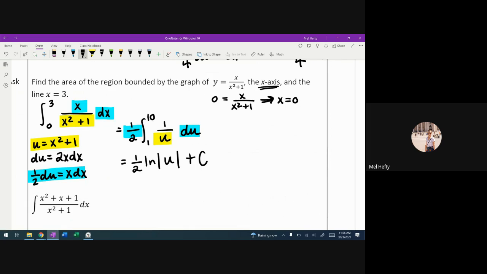Can I leave my answer like this? I got to plug in x squared plus 1. Anyone notice something about how I just wrote my answer? I did remove the absolute value bars. Am I allowed to? Why? x squared plus 1 is always positive, so I could remove them. You could keep them if you want to make sure it's extra positive inside. But if it was just even like x plus 1 in there, I would have to keep them because depending on the values of x that I plug in, it could be negative.